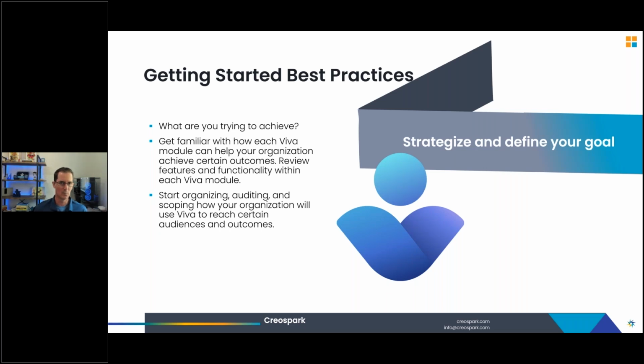Just understanding what's even available to you. What other third-party applications like Employee XP are available that maybe you've already purchased that integrate within Viva or within Teams in the Viva ecosystem? Those are the kind of things you just need to get a basic understanding of. Then you can start to understand, organize, and audit and scope within your org on how Viva can achieve those outcomes that you're looking for to the audiences that you are attempting to reach. These are really, really important.